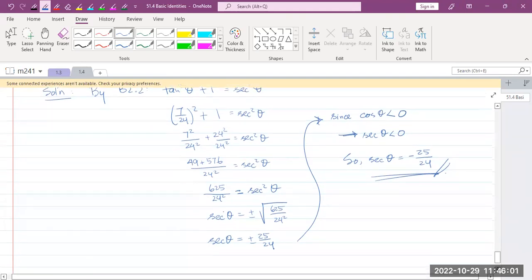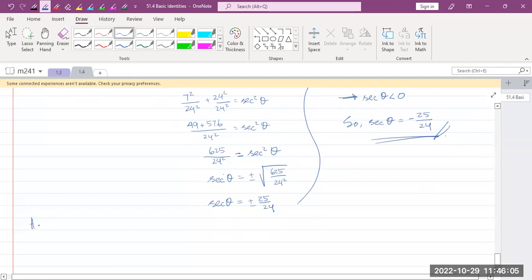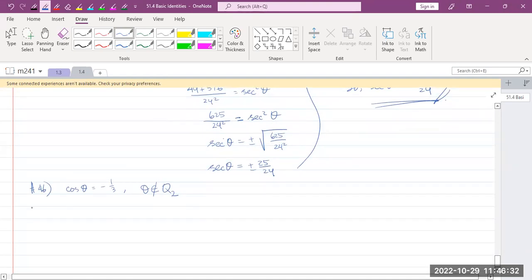Next one, number 46. We have cosine theta equals negative 1/3. Theta is not in quadrant 3. Oh, I'm sorry, theta is not in quadrant 2. Let's see. Solution. We know that cosine theta is negative 1/3. That's x over r, right? So we can assign x to be negative 1. The r equals 3.